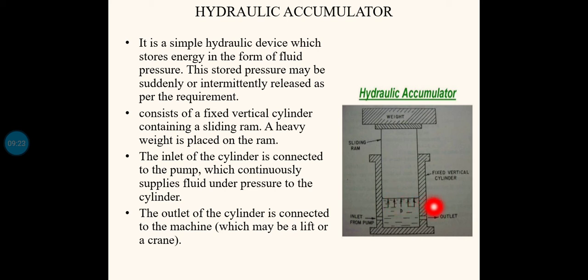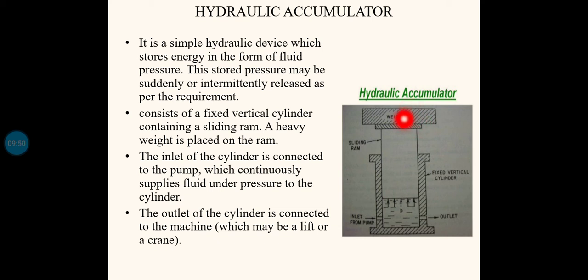If there is no outflow, here you can see an outlet. If the outlet is not required, or the energy is not required by the system, usually the outlet valve will be closed. At that time, there is continuous entry of high pressure fluid into the hydraulic accumulator. That means the fluid level is raised here, so the sliding ram will gradually move upward due to the pressure of the fluid exerted here. See, it is rising the weight also.